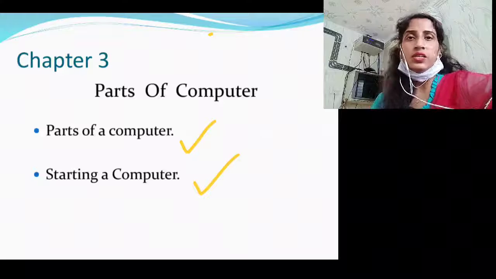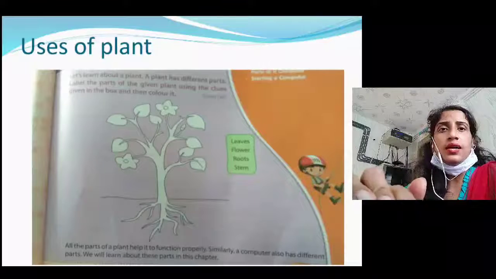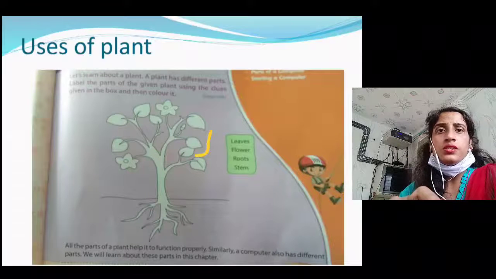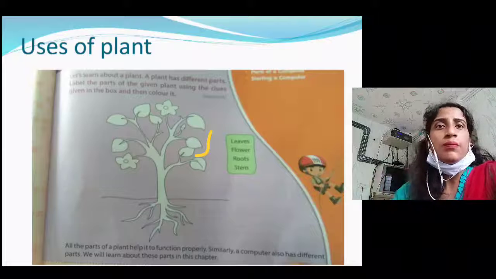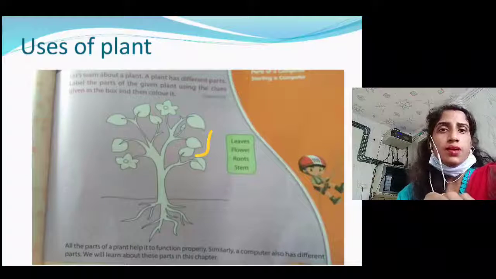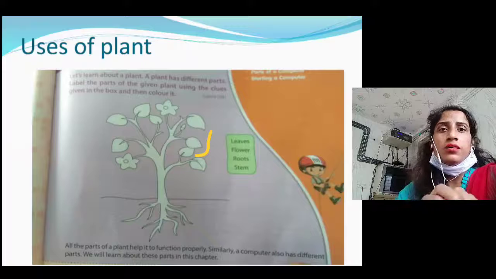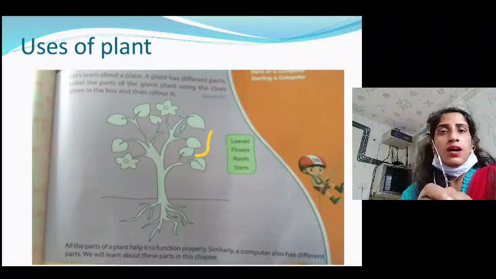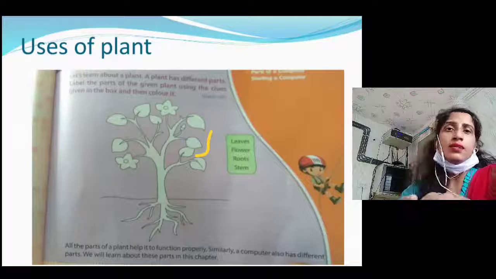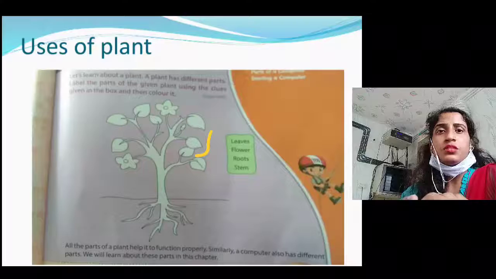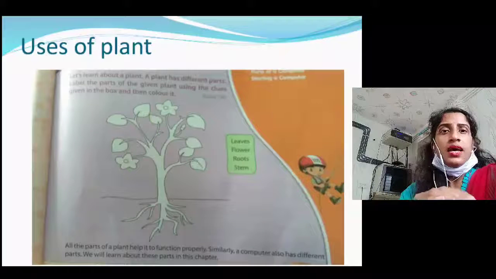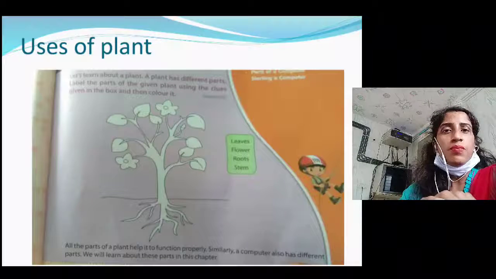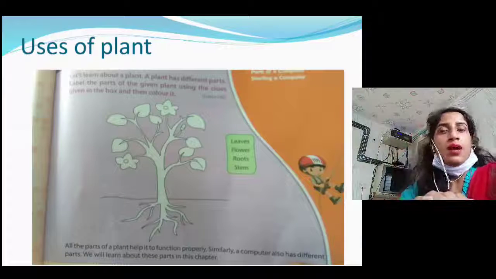Before we discuss the parts of a computer, in this slide a picture is there. Have you seen this picture? This is a plant picture. So let's learn about the plant. A plant has different parts, like roots, stem, flower, bud, leaves. All the parts of a plant help it to function properly. Similarly, a computer also has different parts. We will learn about these parts in this chapter.